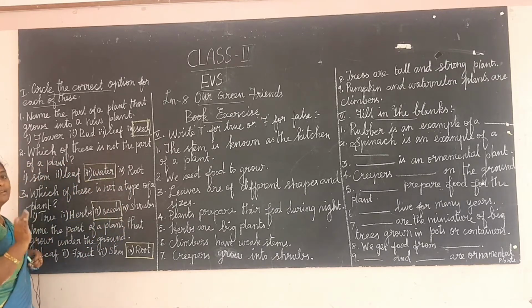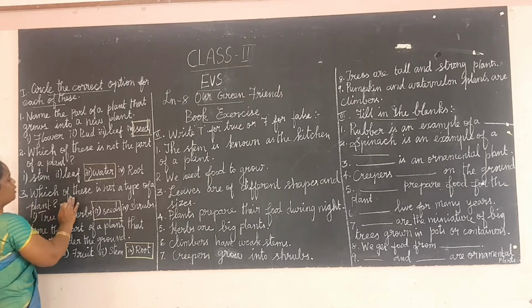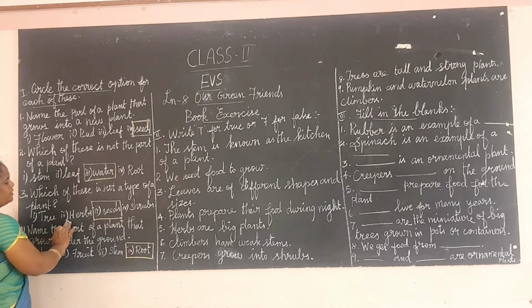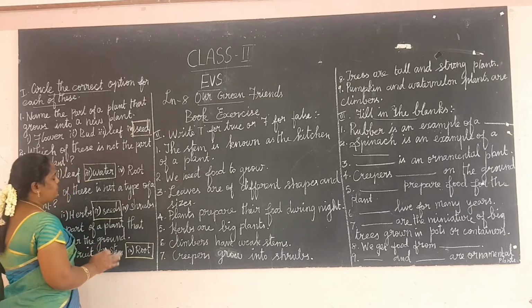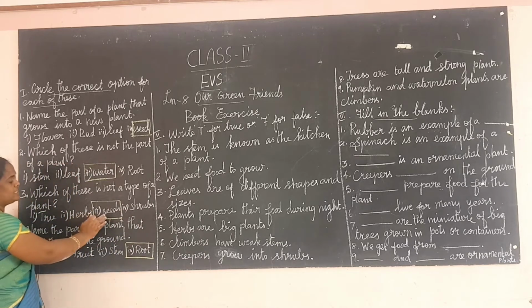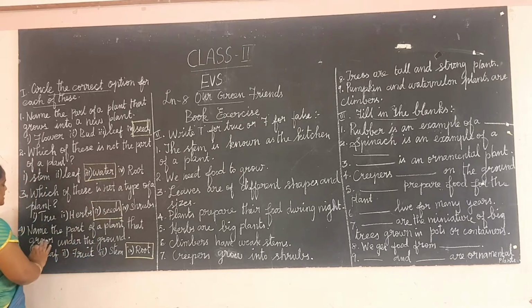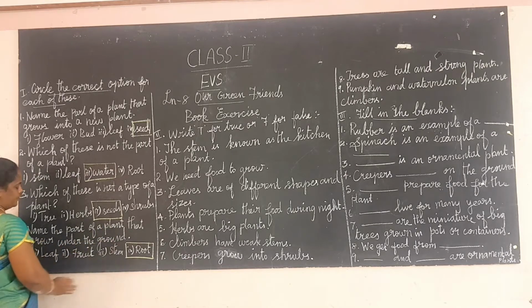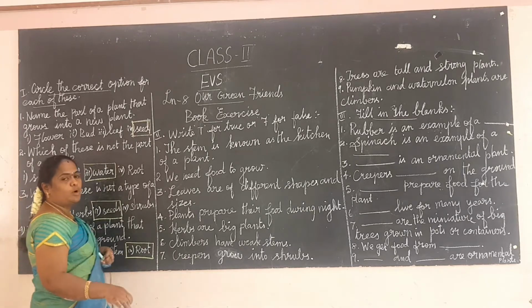So this is one of the thing and then natural thing. And then third question. Which of these is not a type of a plant? Option 1, tree. Option 2, herbs. Option 3, seeds. Option 4, shrubs. So which one is not a type of a plant? Seeds. Name the part of a plant that grows under the ground. Leaf, fruit, stem, root. So which part grows under the ground?